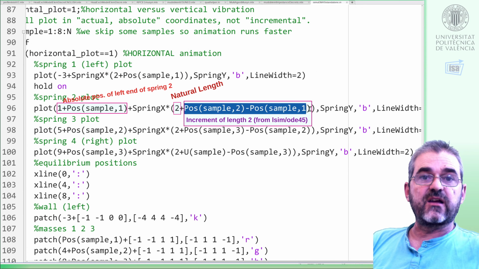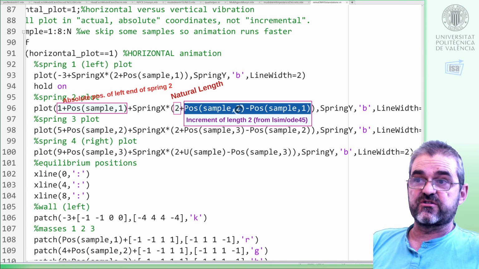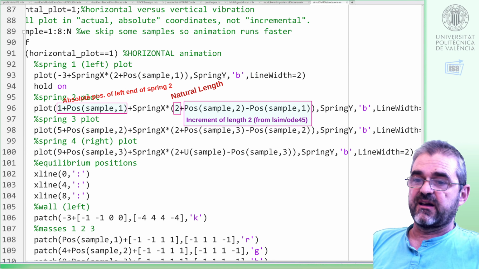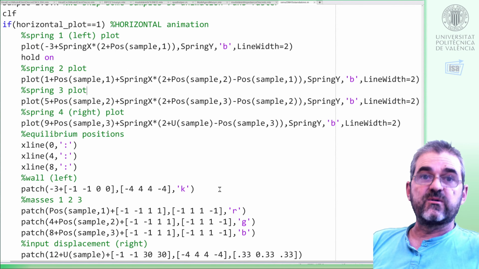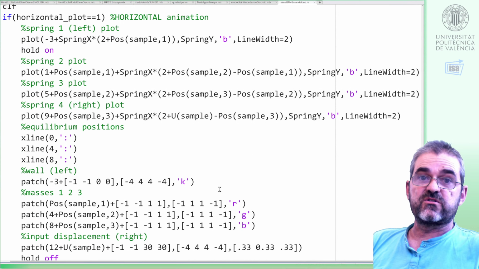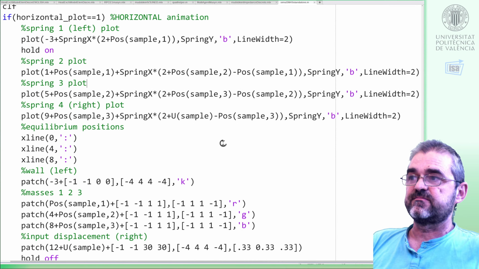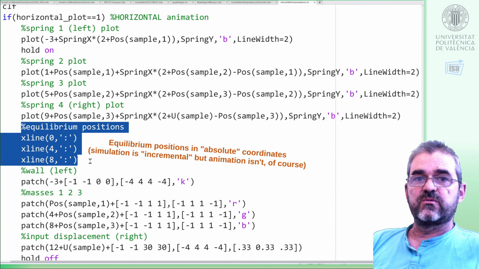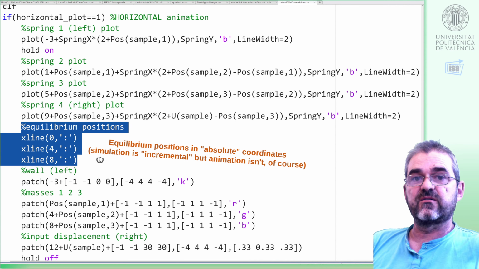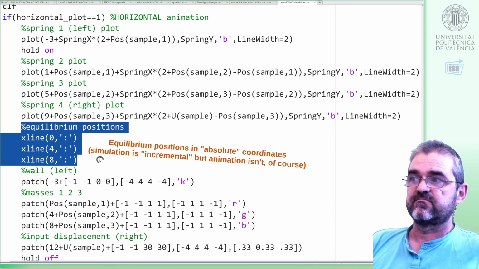The second spring's length depends on the difference of positions of mass 2 and mass 1, and so on. You are invited to have a look at this code to see how it works, or even change some numbers to see how springs get drawn at different places. 0, 4, and 8 will be the equilibrium positions in absolute coordinates. In my animation, I will draw a vertical line to pinpoint these equilibrium positions, which are the origin of the coordinate system in incremental units.